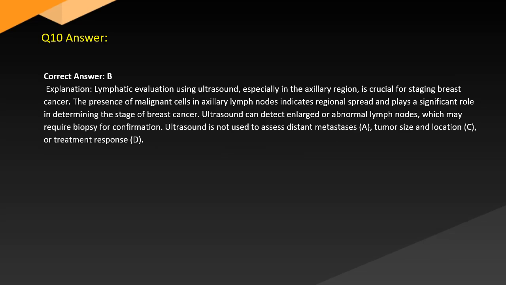Answer. Correct answer: B. Explanation. Lymphatic evaluation using ultrasound, especially in the axillary region, is crucial for staging breast cancer. The presence of malignant cells in axillary lymph nodes indicates regional spread and plays a significant role in determining the stage of breast cancer. Ultrasound can detect enlarged or abnormal lymph nodes, which may require biopsy for confirmation. Ultrasound is not used to assess distant metastases (A), tumor size and location (C), or treatment response (D).